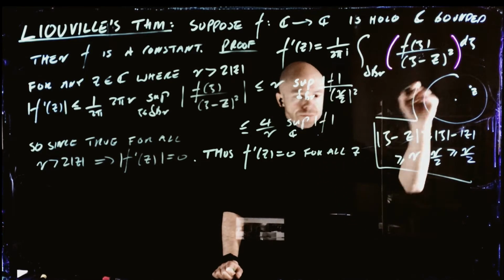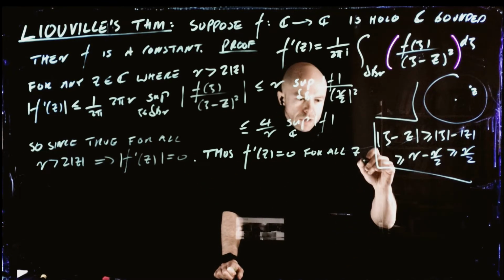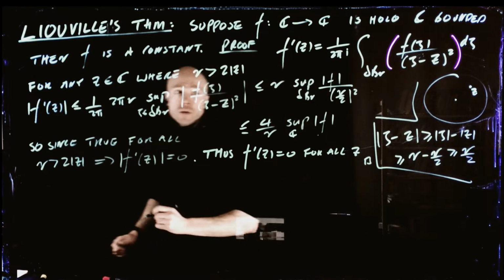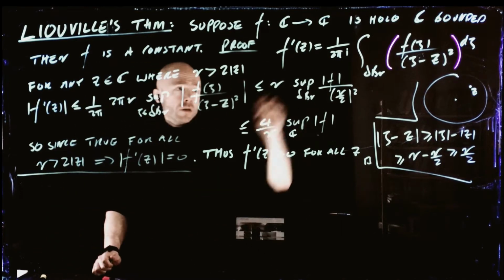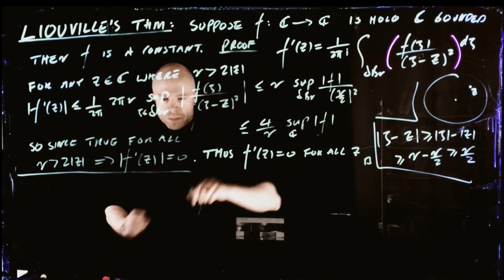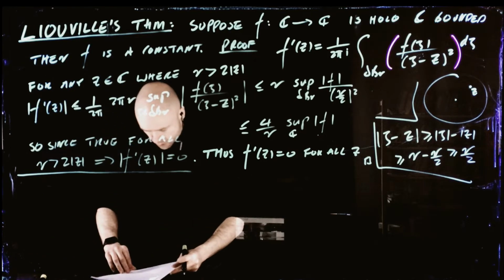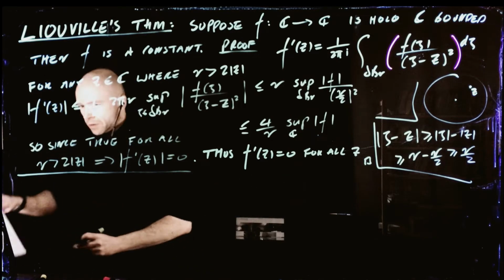And that's it. That proves that it's a constant. Cool. So, a very simple proof just from Cauchy's formula for the derivative. Let's do another consequence. Many cool consequences. Next consequence.